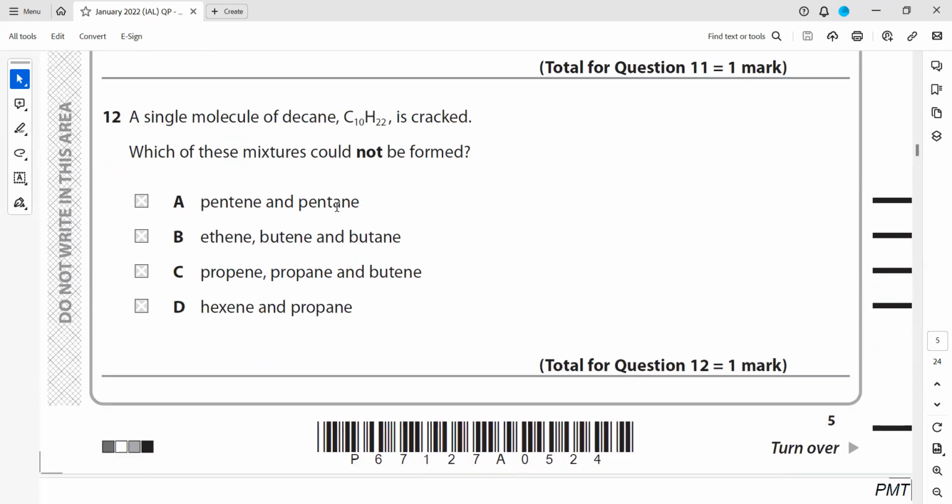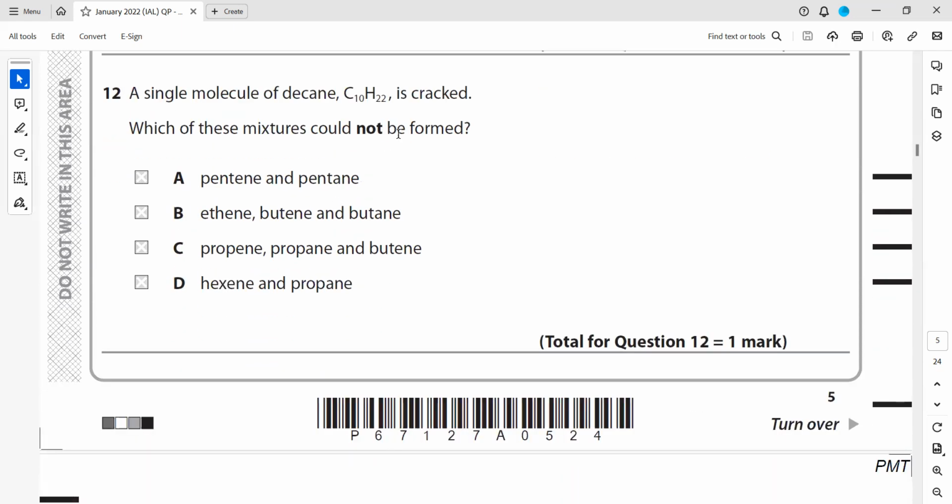In question 12, a single molecule of decane is cracked. Which of these mixtures could not be formed? Decane means C10 and H. So the total sum should be C10H22. So if it is pentene, it will be 5 and 10, and pentane, it will be 5 and 12. So this sum will be equal to 22.